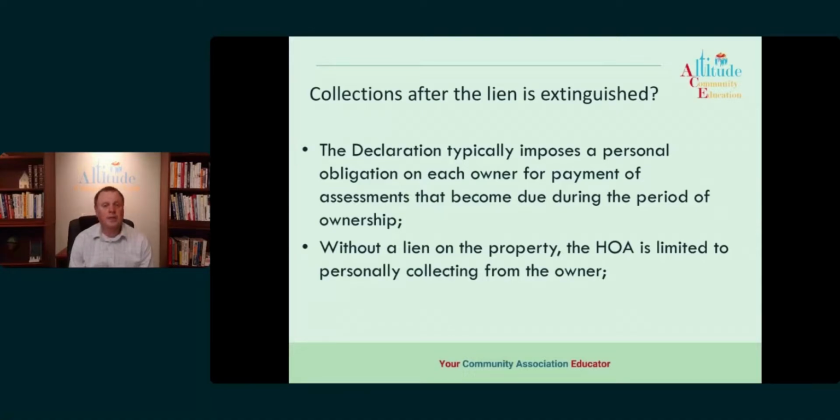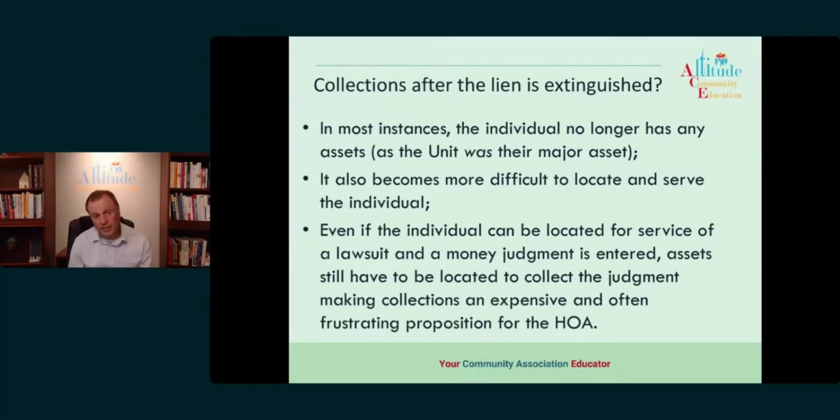see that happen. So as we're talking about, the declaration is going to impose that personal obligation on the owner for payment of the assessments that become due in the period of ownership. But if we don't have the lien on the property, the HOA is limited to personally collecting from the owner. As we were saying, in most instances, the individual owner no longer has any assets, as the unit or home was their major asset. It also becomes more difficult to locate and serve the individual. They've now moved somewhere else. Maybe it's an apartment, maybe they moved in with family, but they're harder to find.